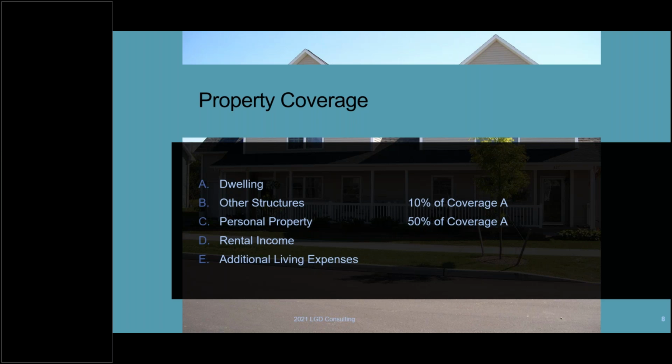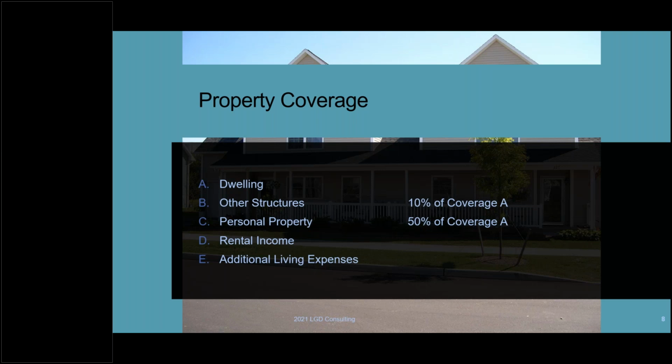The standard limit for coverage B is 10% of coverage A. So let's say it costs $400,000 to rebuild this house. Coverage B is automatically 10% of the $400,000, so we're going to give you $40,000 to rebuild your separate structures on the residence premises. All right. So the policy is paying $400,000 to rebuild the house plus $40,000 to rebuild any other structure.